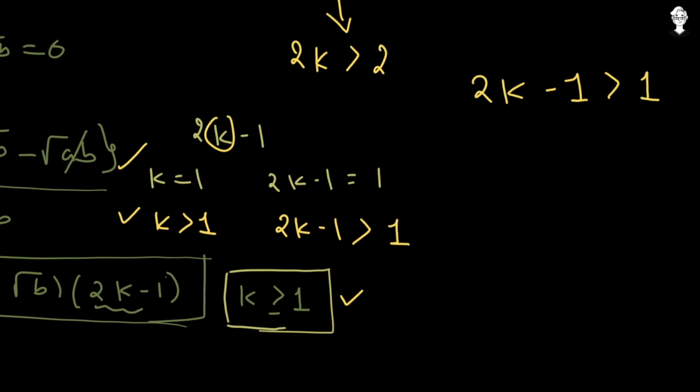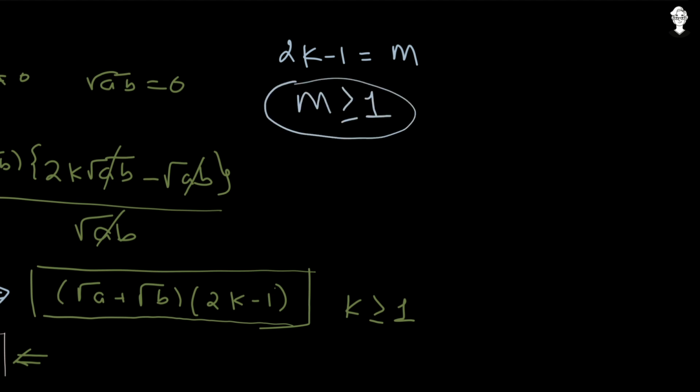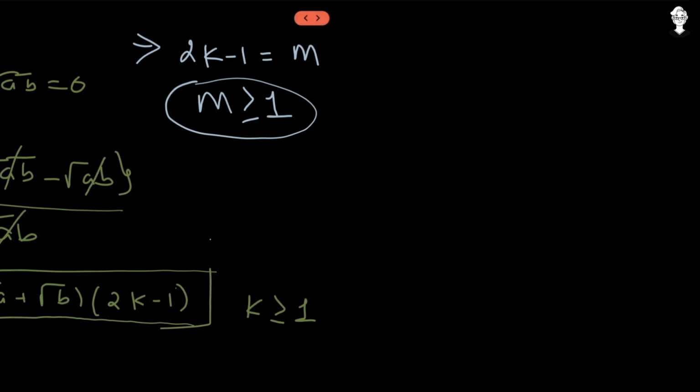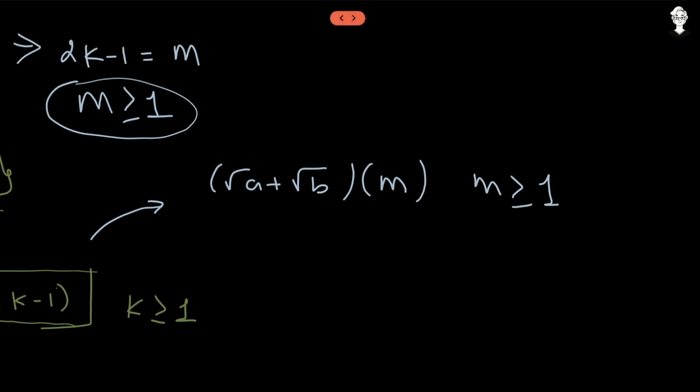So with the boundary for k, that k is greater than or equals to 1, we got that 2 times k minus 1 would always be greater than or equals to 1. So let me write down the final thing. As per the working that we just saw, for k greater than or equals to 1, the value for this complete bracket would always be greater than or equals to 1. So 2 times k minus 1, I will just take it as another variable m. So what I get is m greater than or equals to 1, that is ultimately the boundary for 2 times k minus 1. So this equation will now turn out to be square root of a plus square root of b getting multiplied with m, where m is greater than or equals to 1, okay.